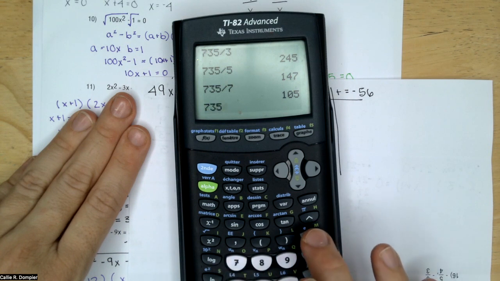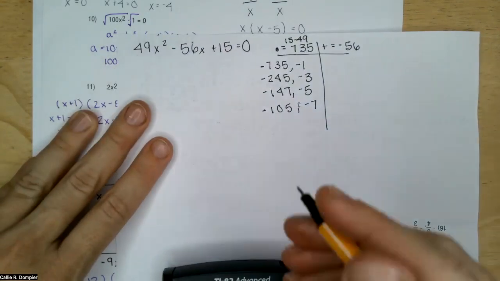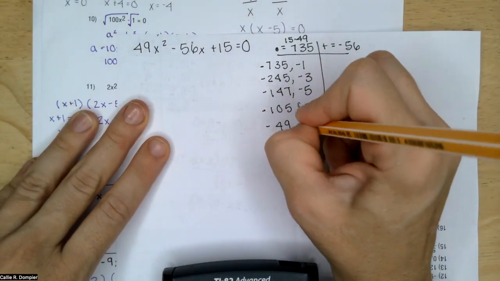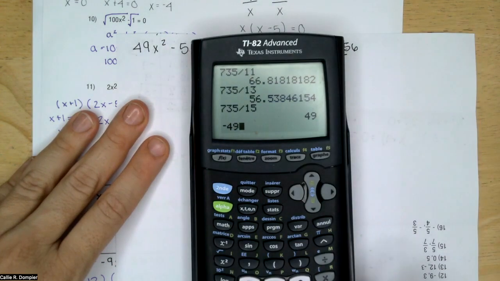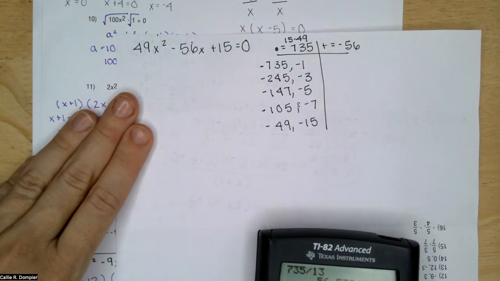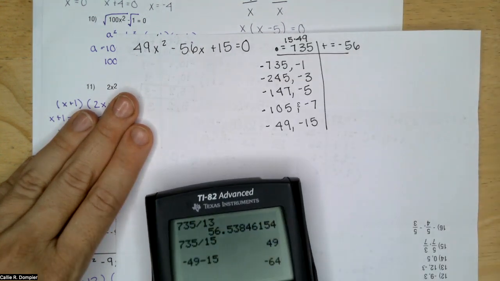735 divided by 9. I'm skipping all the even numbers. 735 divided by 11. 735 divided by 13. 735 divided by 15: 15 and 49. Negative 49, negative 15. Do those add to negative 56? Negative 49 minus 15 is negative 64. We're close. All right, we got to 15. Let's keep going.